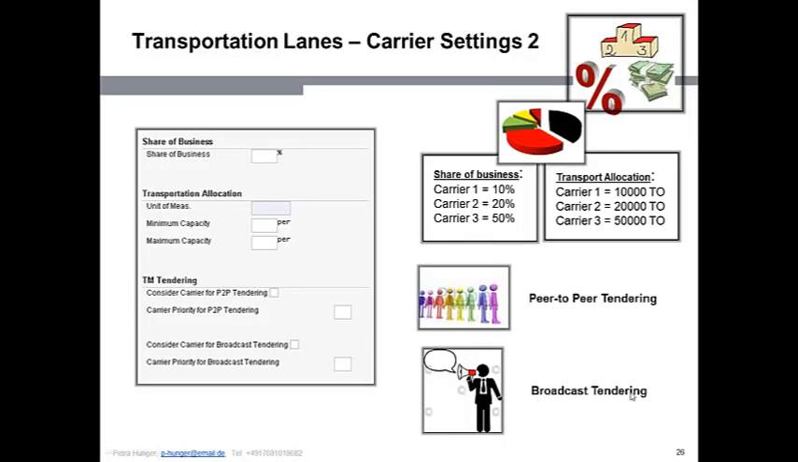The broadcast tendering is different, so you can see here a guy is screaming and all of these guys can hear that at the same time. That's exactly what broadcast tendering is. It means you send that freight order to the different carriers, and then depending on what you set up in the system, it's either the first one who responds who gets the deal, or actually the cheapest one after a certain deadline. It's up to you to define it that way.